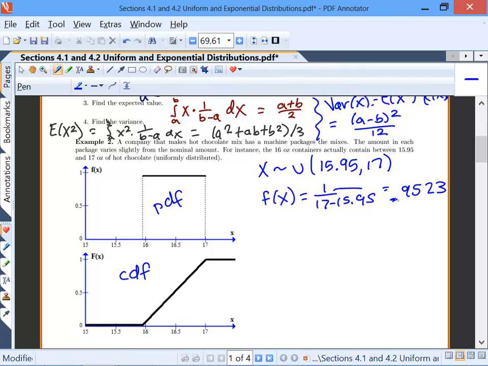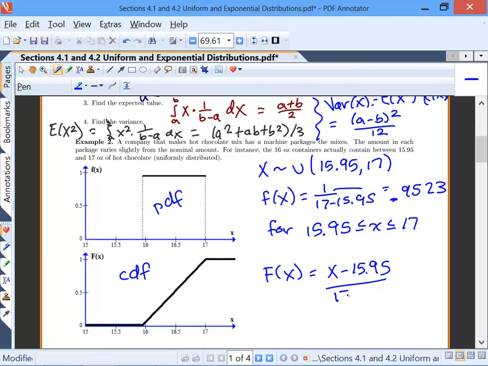And then what I really wanted to do was show you, well, this is 0.9523 for x between 15.95 and 17. What is it everywhere else? 0. Okay. If you want to look at the actual CDF, we know the formula for that is x minus a. A is your first endpoint, your 15.95, divided by your b minus a. And so that is my CDF.